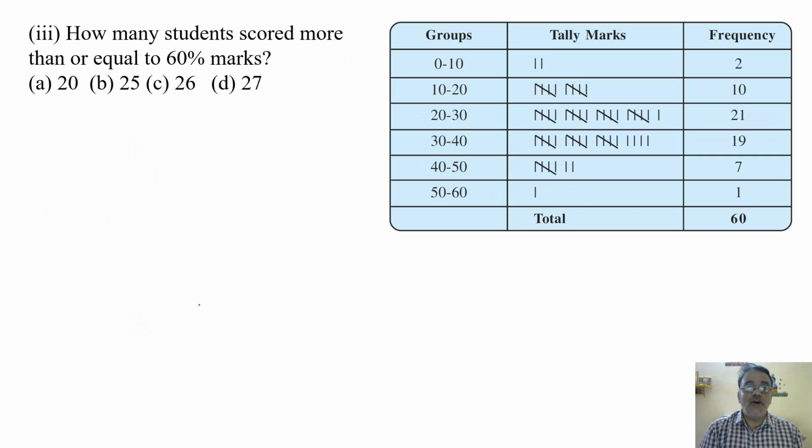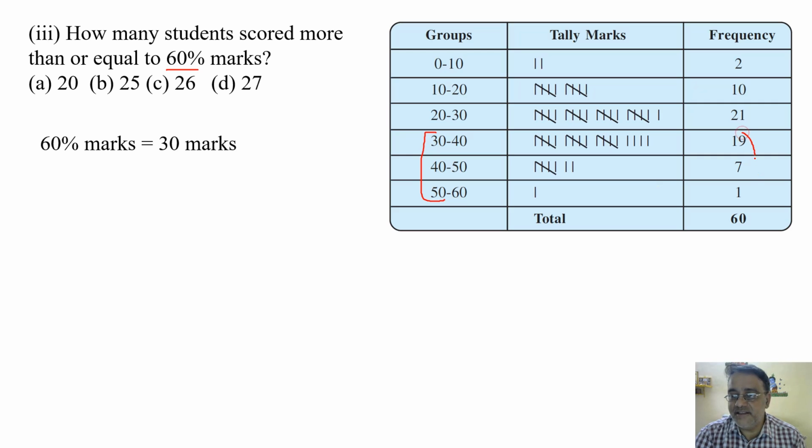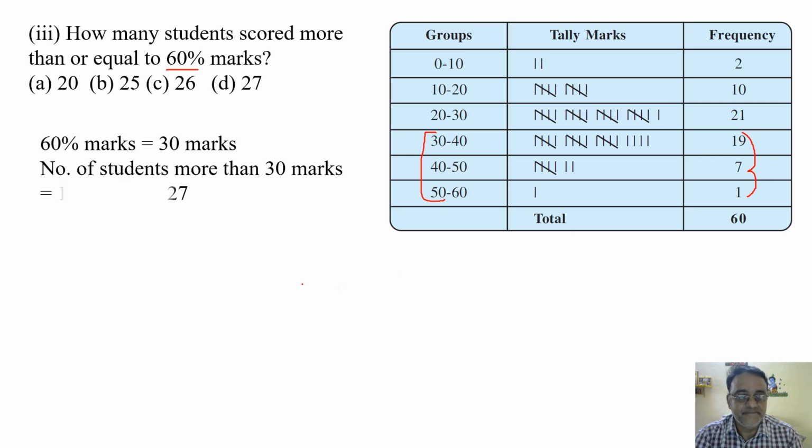Now the next question, how many students scored more than or equal to 60 marks? More than or equal to 60. The total was out of 50, right? So 60 percent of 50 is 30. And the number of students who scored more than or equal to 30 is the total; we have to add these three. So 19 plus 7 plus 1, so 27. And the correct option is option D.